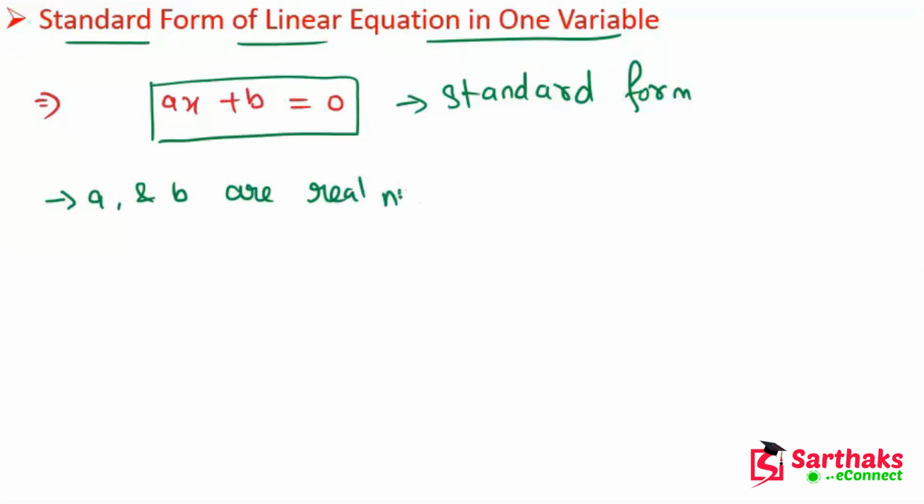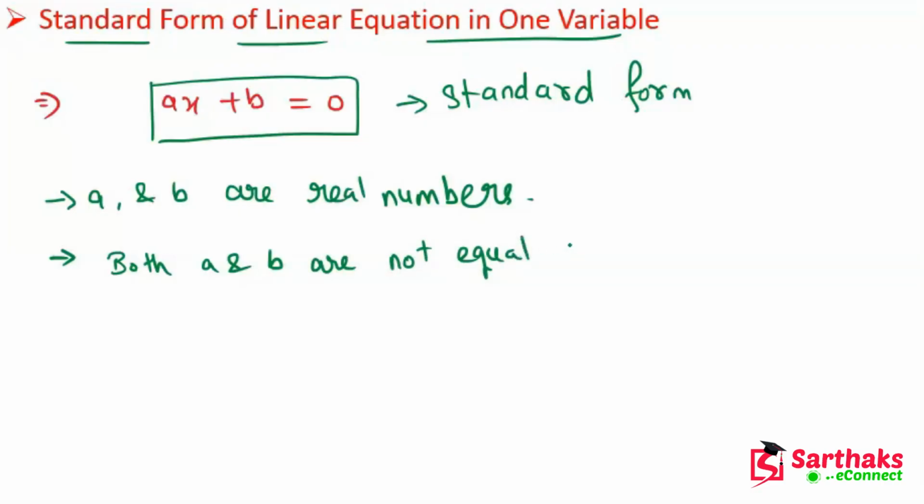Now the second point is both a and b are not equal to 0. Understand my dear friends? So we can say that a is not equal to 0 and b is also not equal to 0. This is the condition of linear equation in one variable. And this is the standard form of linear equation in one variable. I hope you understand these things, my dear friends.